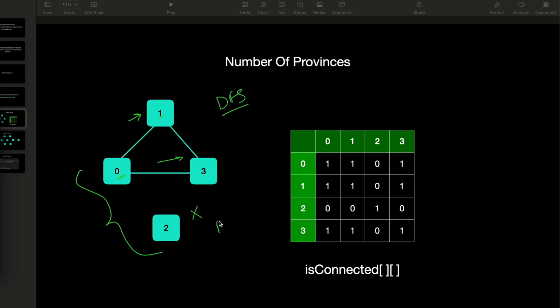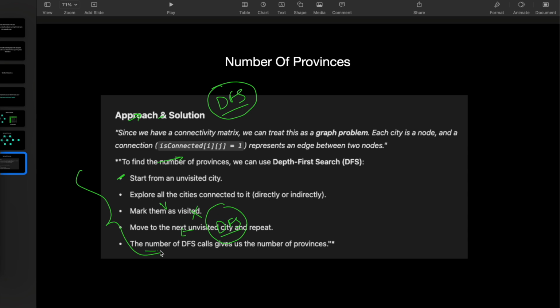So we'll start another DFS from city 2. But we cannot go anywhere else, so we'll mark this city as visited and we'll be done with the DFS. In total, we are doing 2 DFS to visit all the cities. That is why the number of DFS calls gives us the number of provinces. Okay, so let's clear the screen.